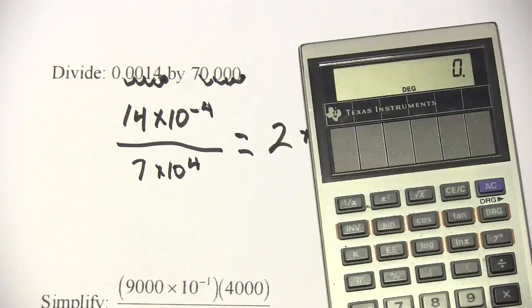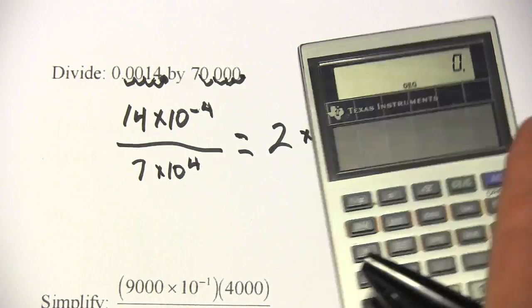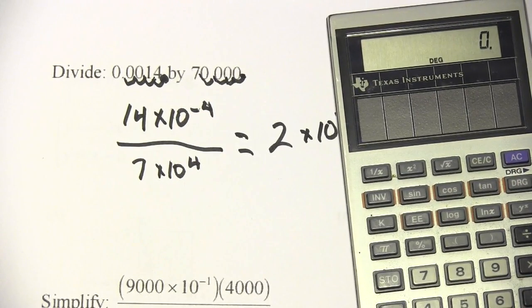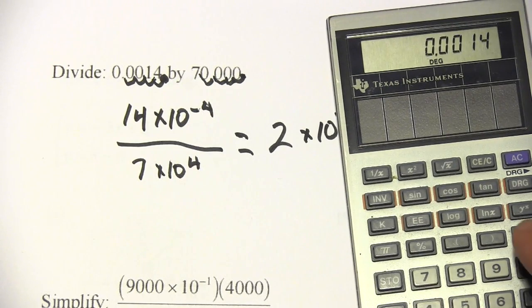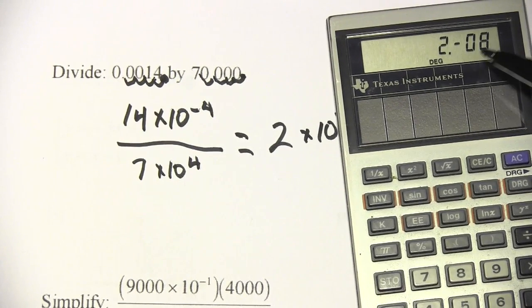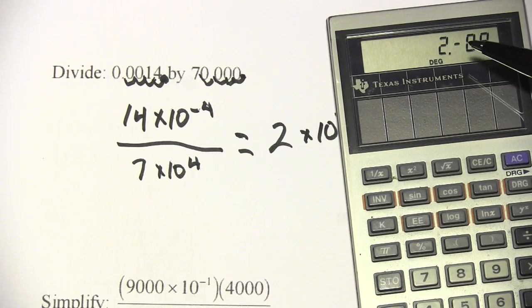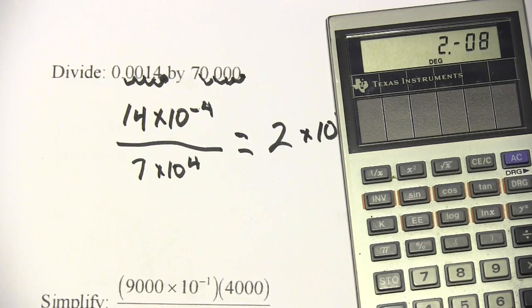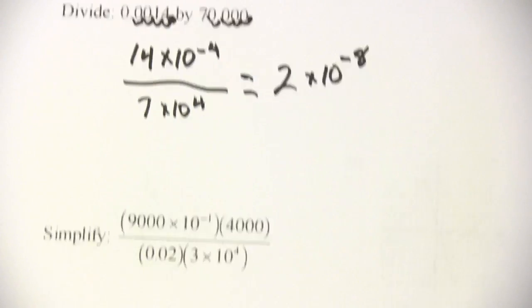My calculator does this pretty easily, though. So if I were really seeing this problem in the real world and I needed to solve it for some real purpose, I would just go to my calculator and type in 0.0014 and then divide it by 70,000. And it would give me the same thing. In this case, my calculator doesn't write times 10. It just puts the exponent there. So 2 times 10 to the negative eighth. That's how we'd read that one. All right. Let's try another one.